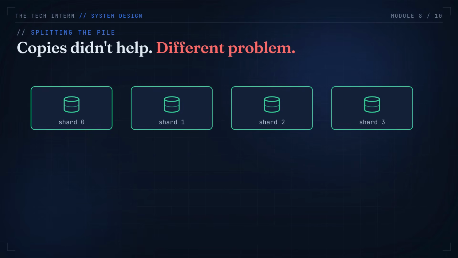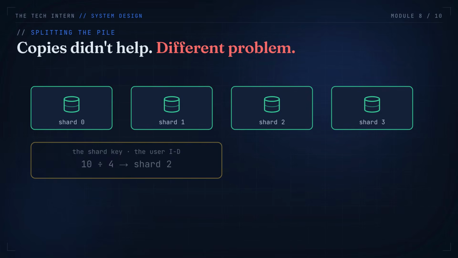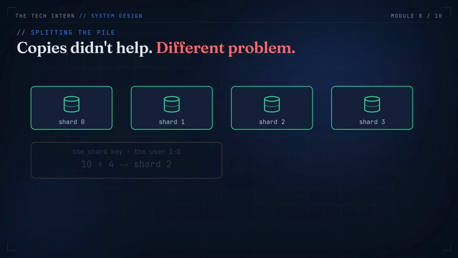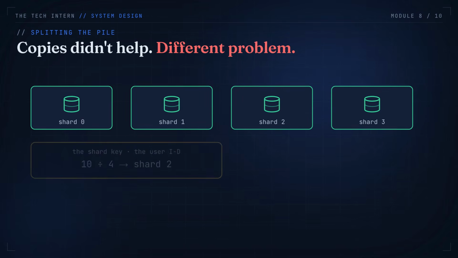For Dabba, the natural one is the user ID. The simplest rule is division. Take the user ID, divide by the number of shards, and the remainder is the shard number. Priya's ID is 10. 10 divided by 4 leaves 2. Priya's data lives on shard 2. Fast, and every server can work it out instantly.